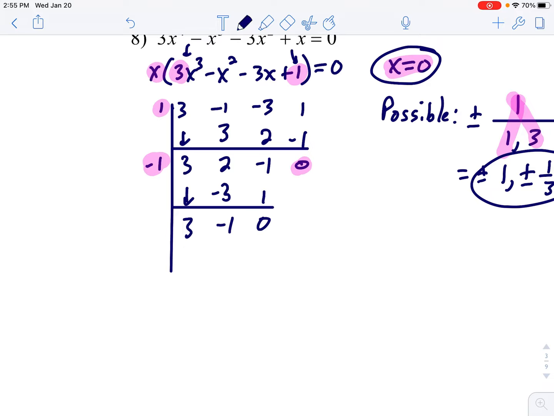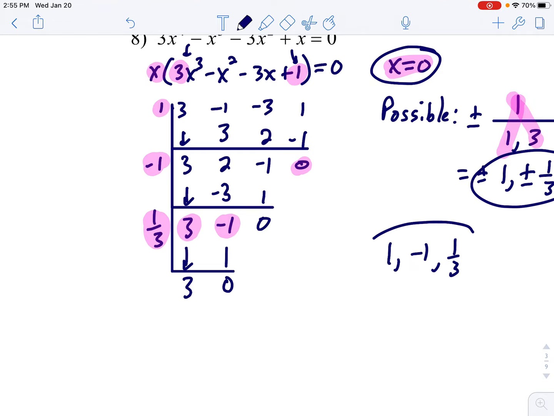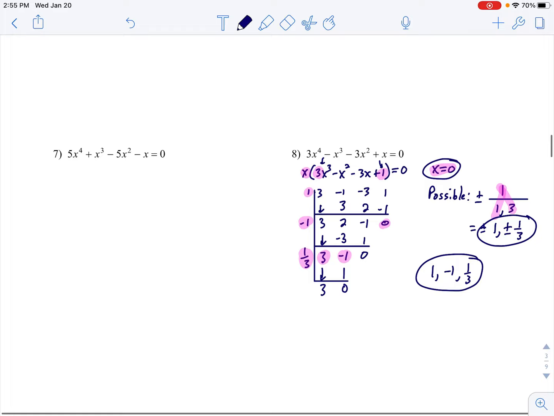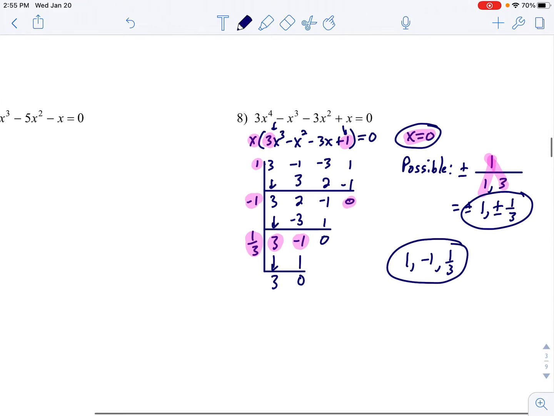1 more to go. And this is kind of like a previous problem we did. What's it going to take to cancel out the 3 and the -1? I think it's going to take 1/3. Bring down a 3. 1/3 times 3 is 1. -1 plus 1, 0. So there's the third answer. 1, -1, and 1/3. I keep calling them answers. Okay, you're supposed to call them zeros or possibly call them roots.